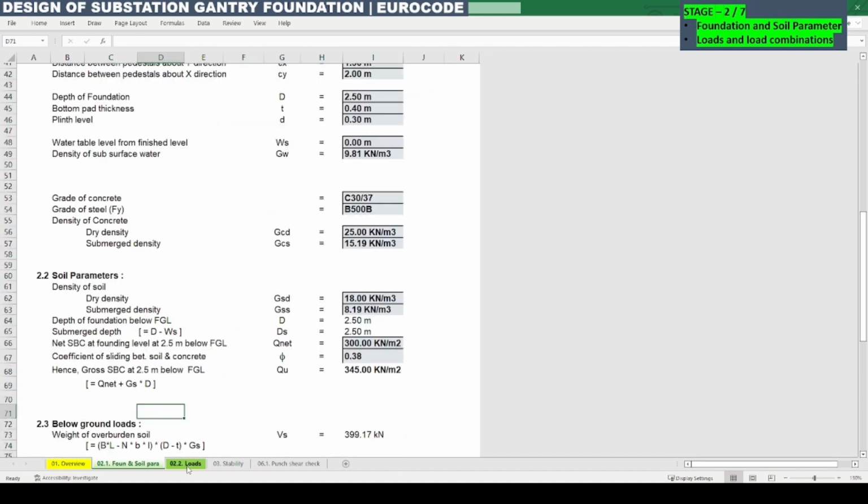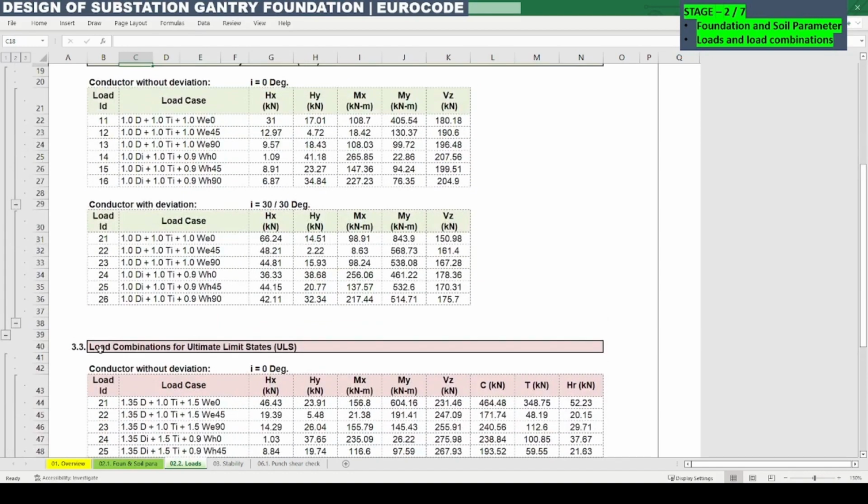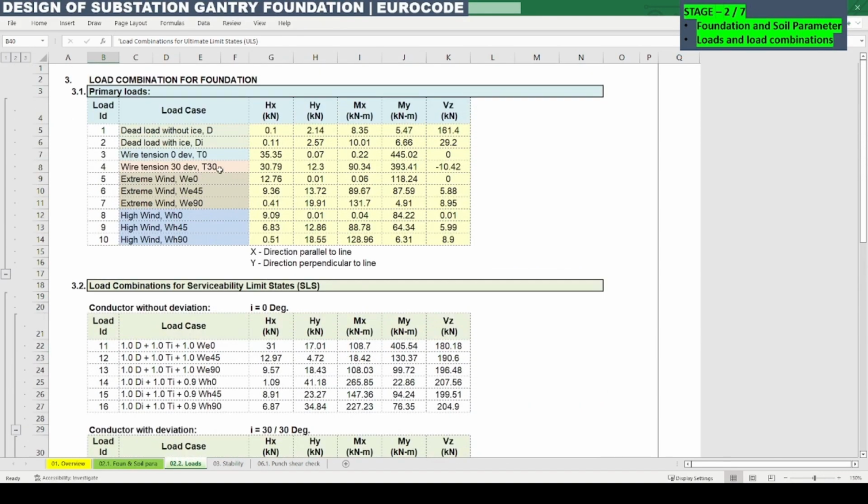Next we will look into the loads and load combinations. On the screen you can see a tabular form of the primary loads, the load combinations for serviceability limit states, SLS, and the load combinations for ultimate limit states, ULS. Let me look into the primary load cases. These are the primary loads applicable for the gantry foundation design.